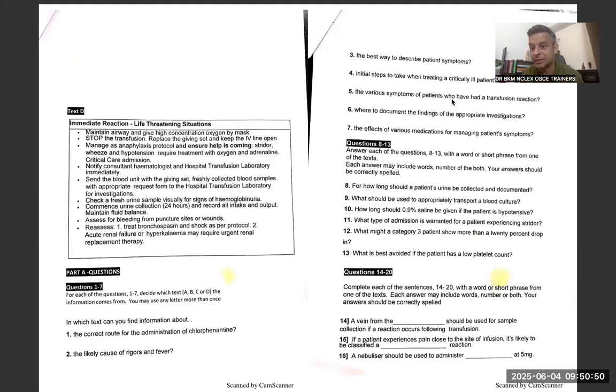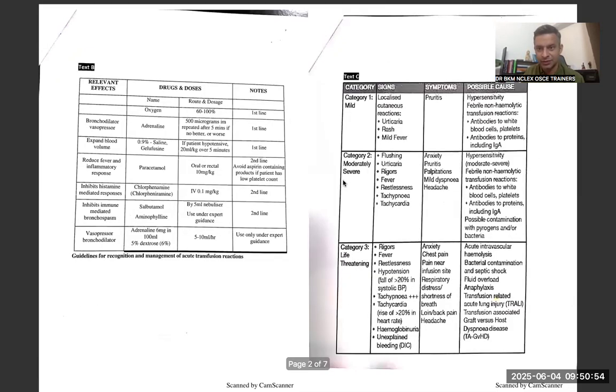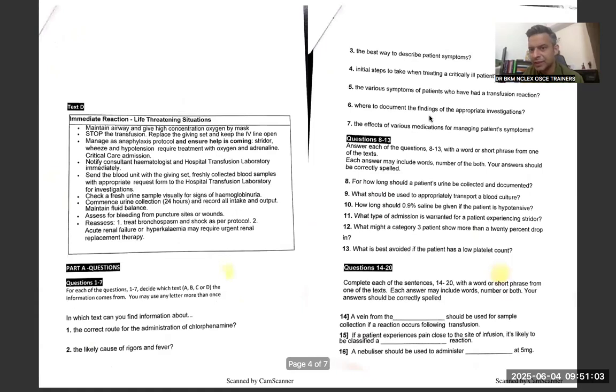The various symptoms who have had a transfusion reaction. Transfusion reaction symptoms. This also should be the answer. This, as far as I think. Then, where the document findings of appropriate investigations. A.